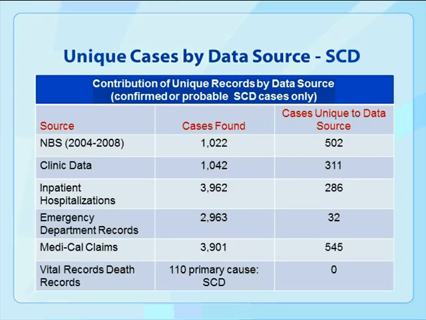Next slide. So this table shows the contribution of each data source to the case finding effort. The first column shows the number of unique cases found within each data source, and the second column shows the count of unique cases that were not found in any other data source. And as you can see, there were 543 individuals in the Medi-Cal data source that were not identified anywhere else.